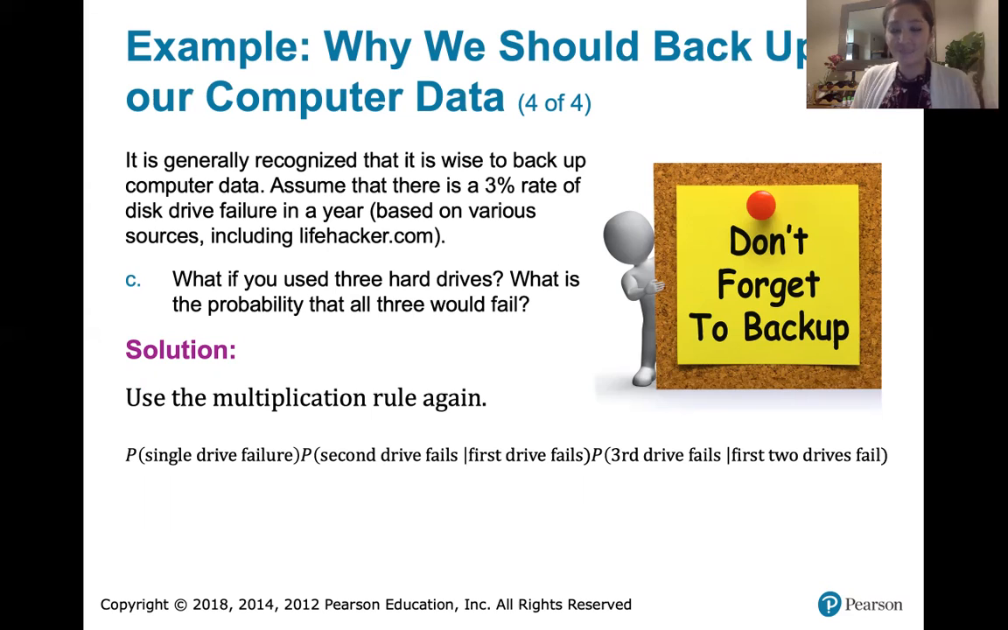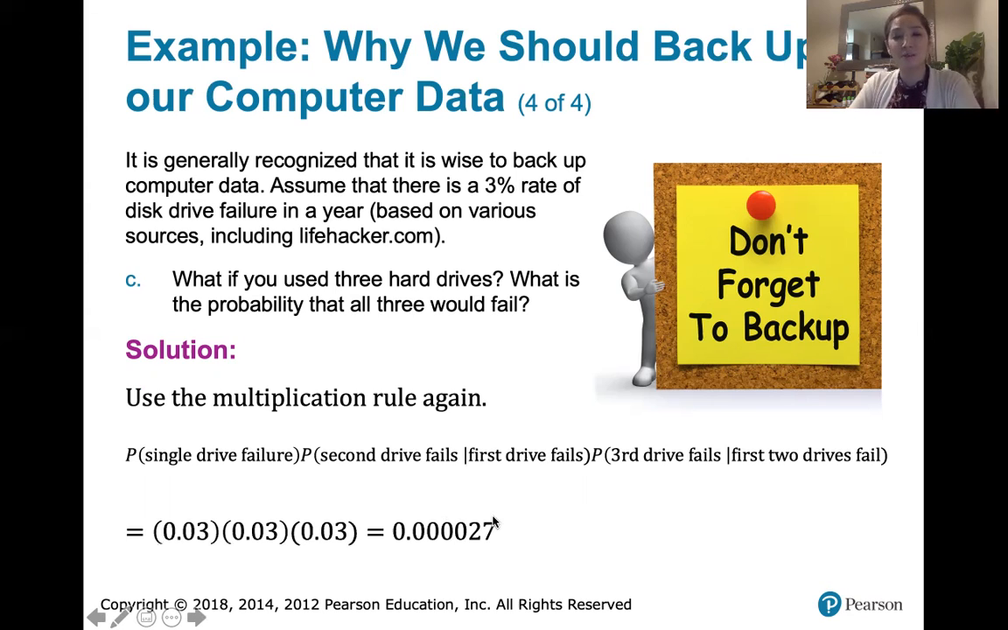But again, that second drive failing has absolutely nothing to do with the first drive failing. And the third drive failing has nothing to do with the second drive failing or the first drive failing. They all fail at the same rate. They all fail at this 3% rate that's in the problem statement, provided our assumptions are correct. So we use the multiplication rule. You're just going to take 0.03 times 0.03 times 0.03, and then you get this number.